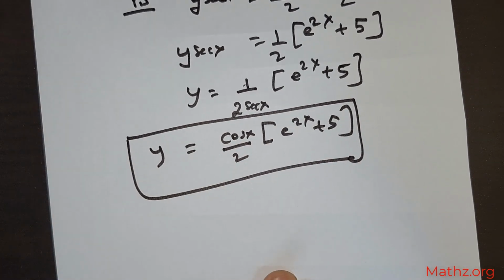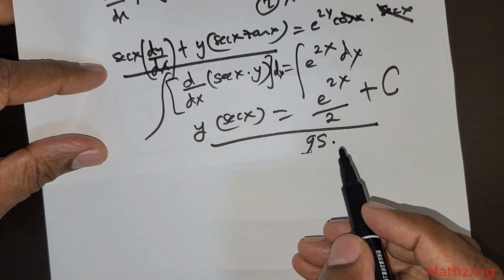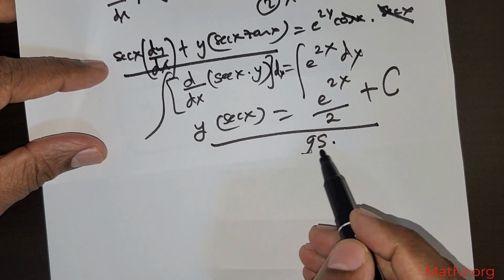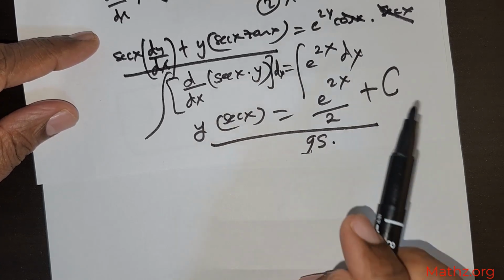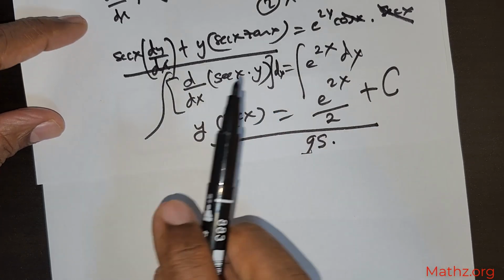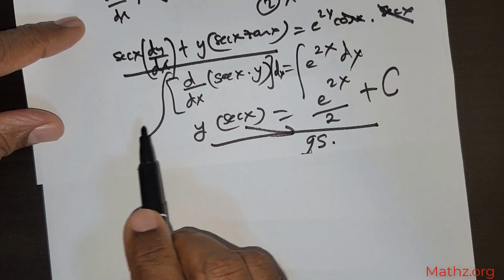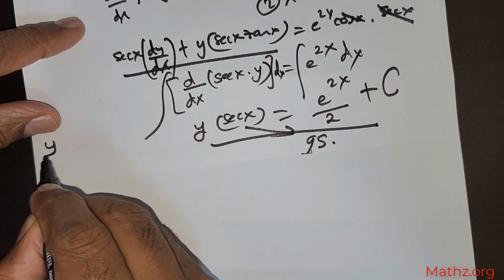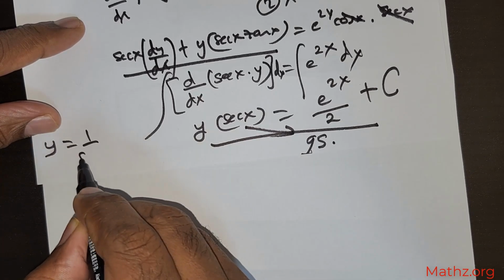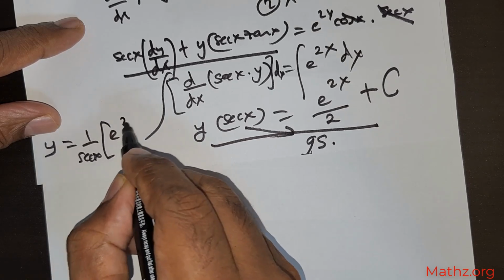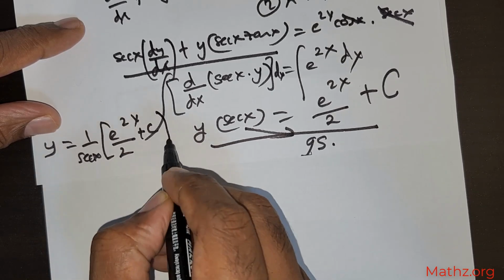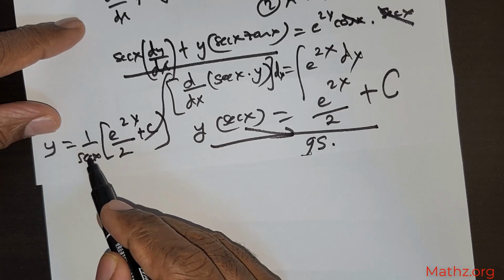Now one small piece of information I need to add here. I just mentioned here GS, general solution. Whenever we represent the general solution, on the left we need to have only y. So we need to push this secant x down. That would mean y is equal to 1 over secant x times e raised to the power of 2x over 2 plus c. So secant x is 1 over cos x.